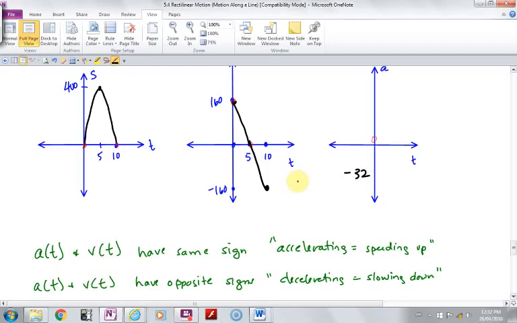What's the acceleration function going to look like? A horizontal line right here at negative 32, like so. Everybody okay with that? Okay.